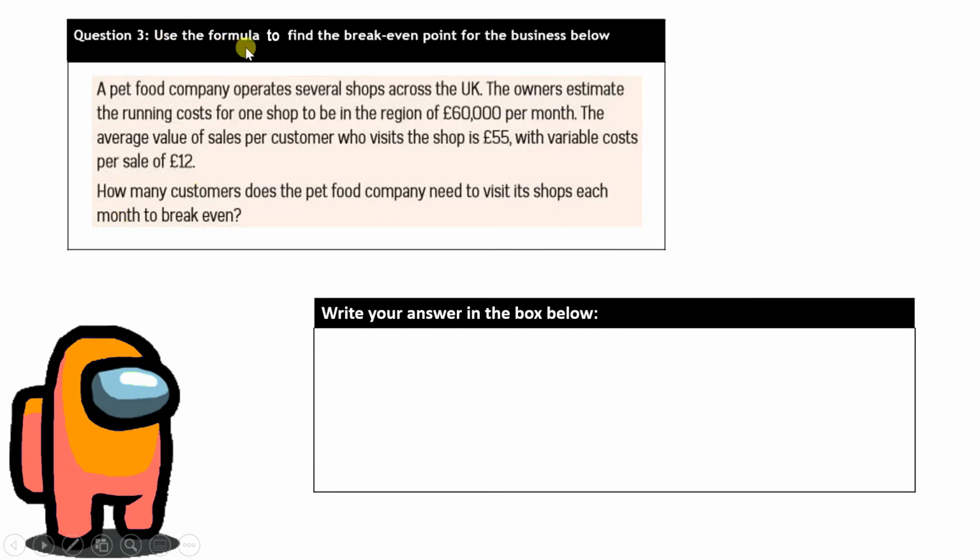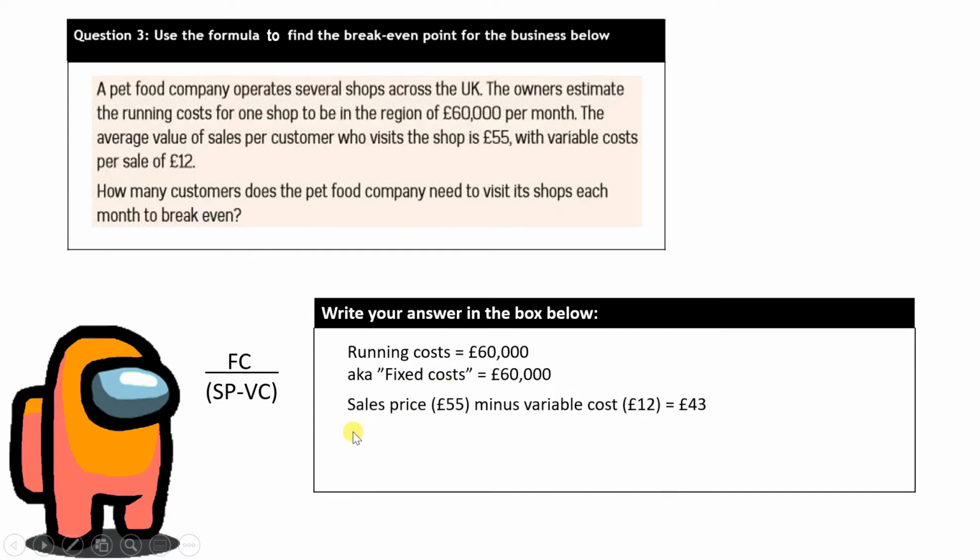Question 3. How many customers does the pet food company need to visit its shop each month to break even? First of all, it's break even. Let's have the formula in front of us. I'm going to choose the shorthand version, which is the algebraic form, fixed cost divided by sales price minus variable cost. So let's put the figures into it. We've got running costs at £60,000, so that's also known as fixed cost £60,000. Then we've got sales price at £55 minus variable cost at £12. The answer to that is £43.